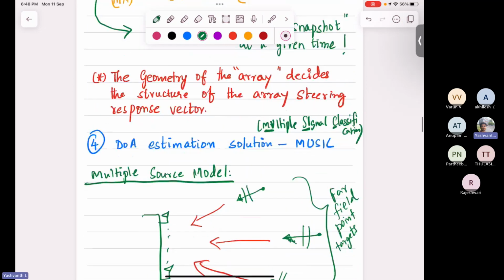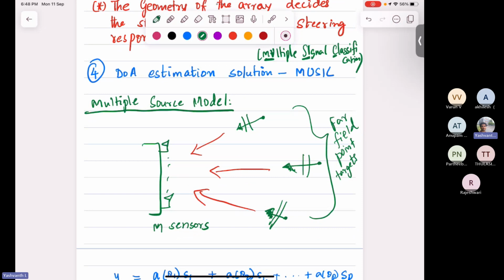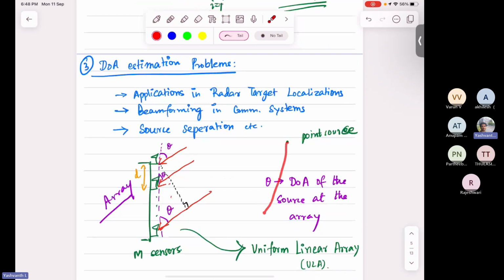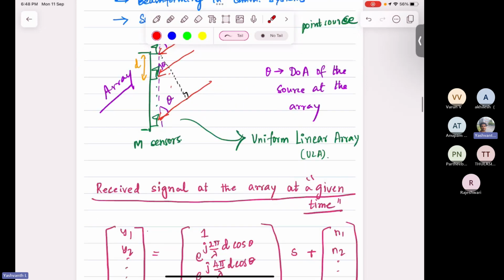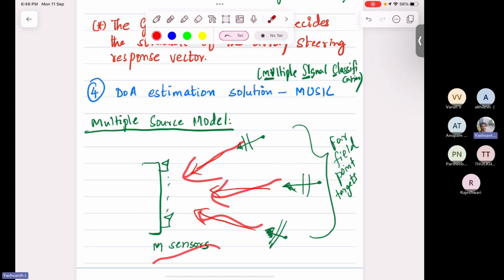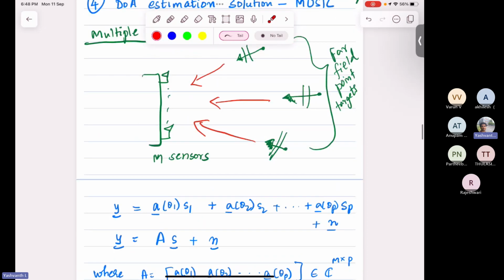Basically, I'm trying to classify multiple sources or multiple signals with respect to their direction of arrival. So that's why I'm going to multiple source models, where I'm extending this particular scenario to a system with many point sources. Let's say this is one point source, this is another point source, this is another point source, and so on. There are m sensors. All of them are sending signals at the same time, but all of them have different angles of arrival or directions of arrival. The goal is to estimate theta.